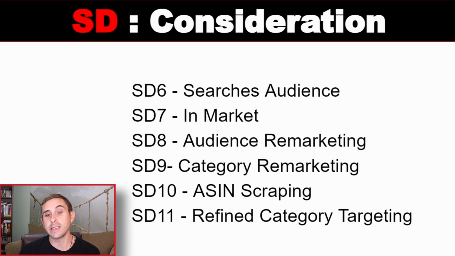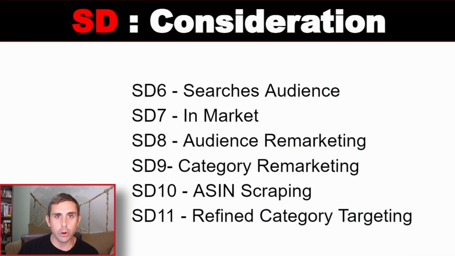Then SD8 is the audience remarketing, which is fantastic because this is going to target shoppers who have been to your product or your competitor's product but have not purchased yet. Beautiful. Then we have SD9, category remarketing. So we could target shoppers who have been to a certain category and hit them up with your ad. Once again, we have the ASIN scraping, where we're digging into the search term report, and we have refined category targeting, very similar to what we did in sponsored product ads.